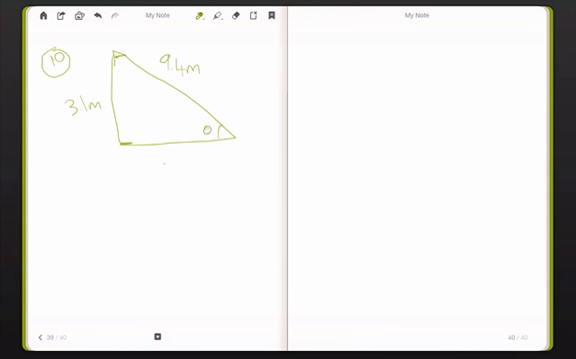So they're asking you to find this one here. I think you just had a problem drawing the diagram. I probably don't need to do it for you, but obviously you're looking at sine theta equals 3.1 over 9.4, and you know what to do from there. Let's look at the next one.